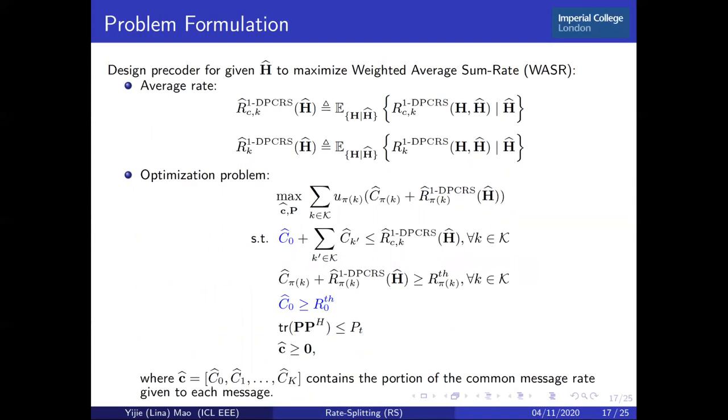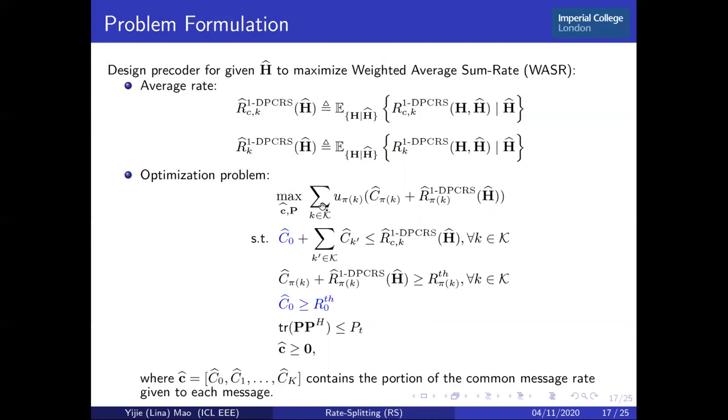It has been shown in our previous work that such weighted ergodic sum rate maximization can be equivalently converted into a weighted average sum rate maximization problem, for each channel estimate h hat. So here is the definition of the average rate at user k to decode the super common string and the private string. For a given channel estimate h hat, we take the expectation of the instantaneous rate over the distribution of h. In other words, over the distribution of error.